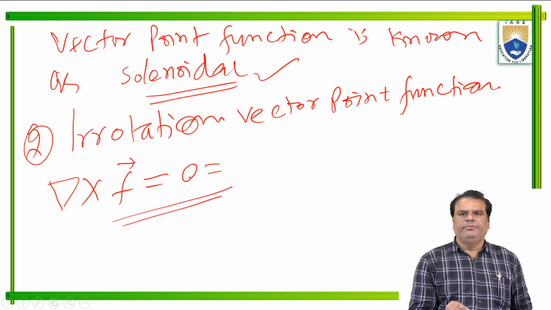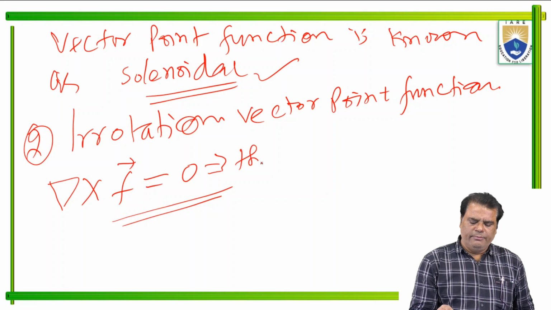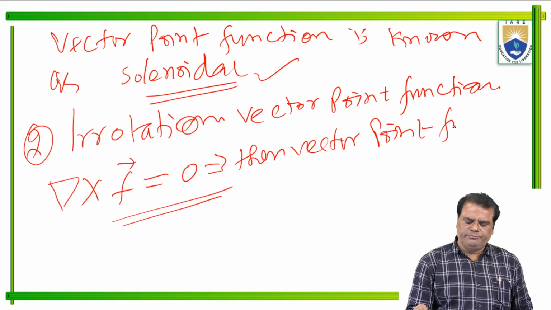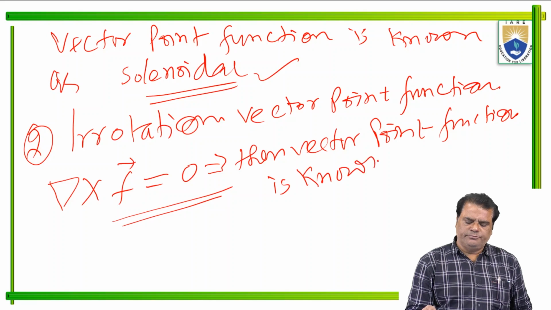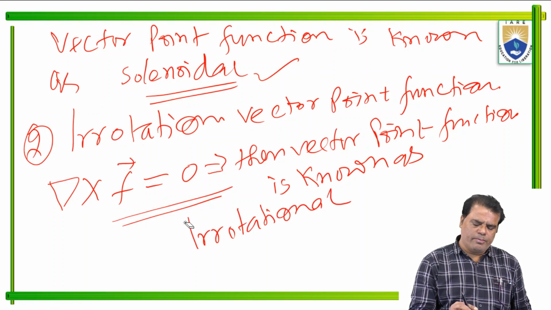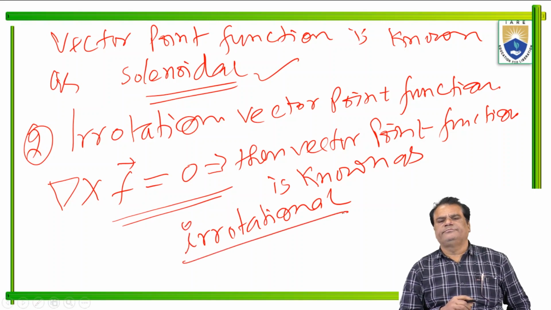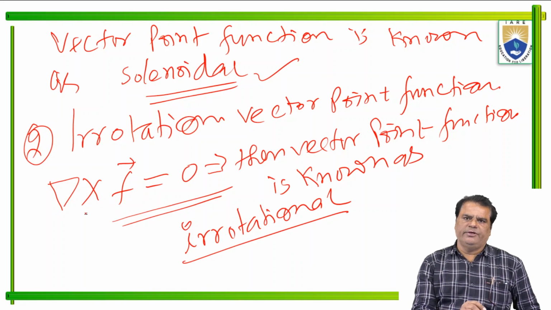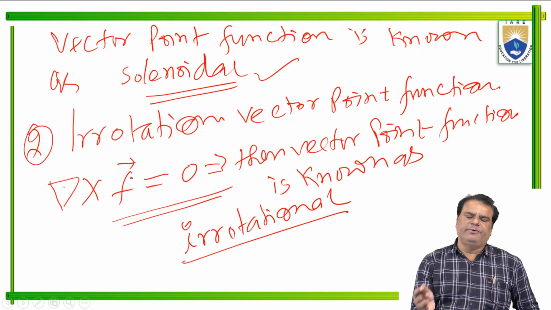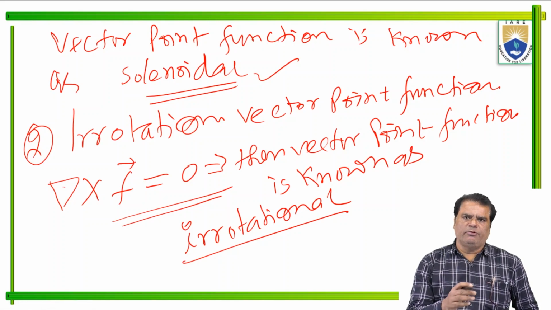Similarly, with the help of this determinant, we can find that this result is 0. If this result is 0, then the vector point function is known as irrotational. Okay, you do this problem yourself. You find the cross product between del and the f vector with the help of the determinant. We have already solved the last problem.